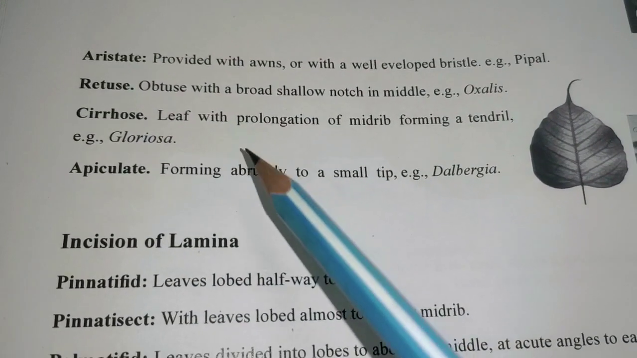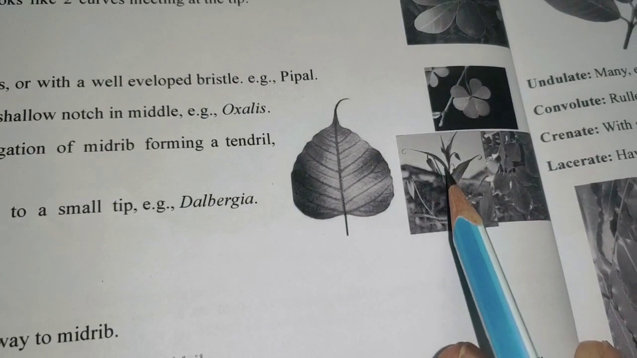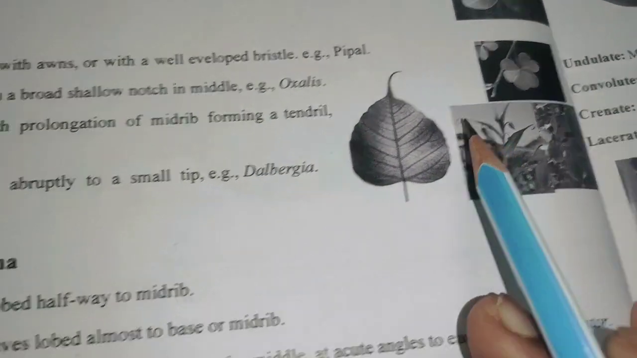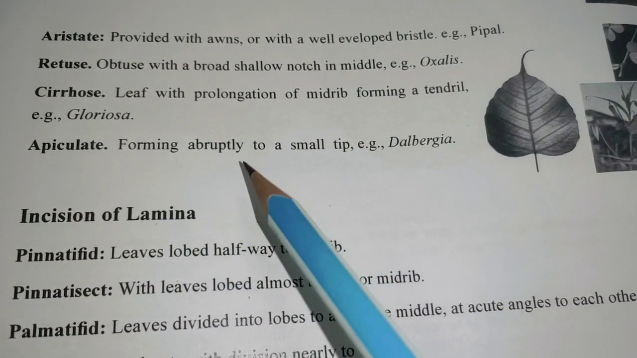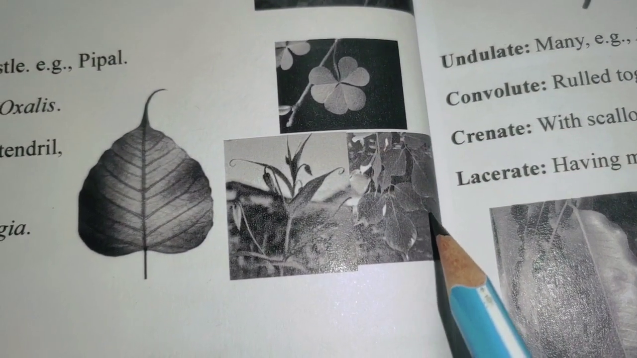Cirrhose, leaf with a prolongation of the midrib forming a tendril, for example, Gloriosa. This is Gloriosa, the leaf tip a tendril. Apiculate, ending abruptly in a small tip, for example, Dalbergia. This is Dalbergia, a small tip.